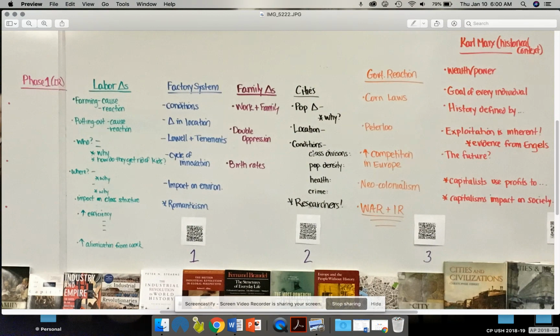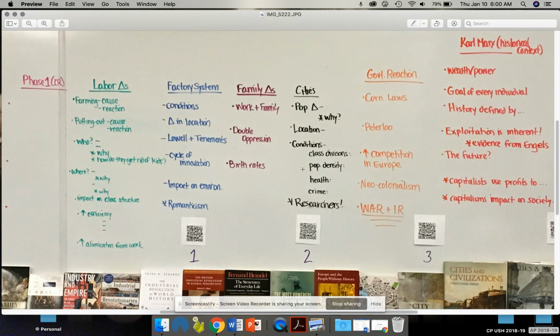Now, how do we know this? We know this because people went out and researched this, particularly Frederick Engels. Why is he and Marx going to write the Communist Manifesto? Because they're responding to all these bad things that they're seeing as a result of the Industrial Revolution. Why doesn't Smith write about this? Because he didn't live to see most of it.